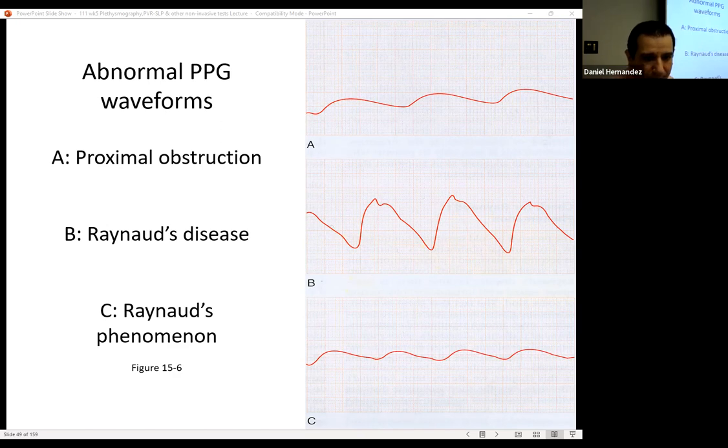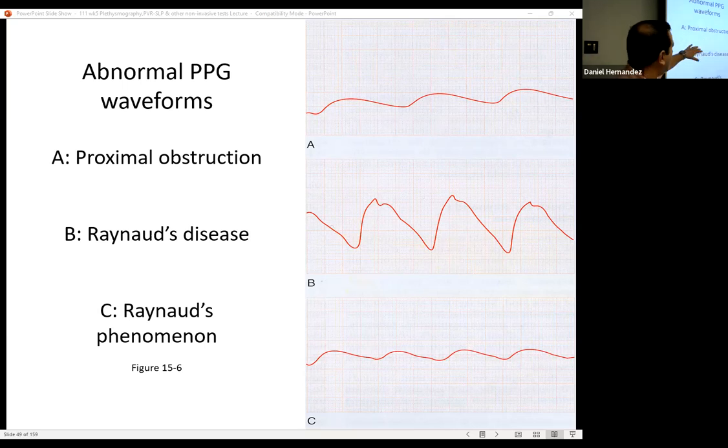I would say B is normal, but A and C are not, just looking at it. Or am I completely off? A and C are not normal, they're abnormal.